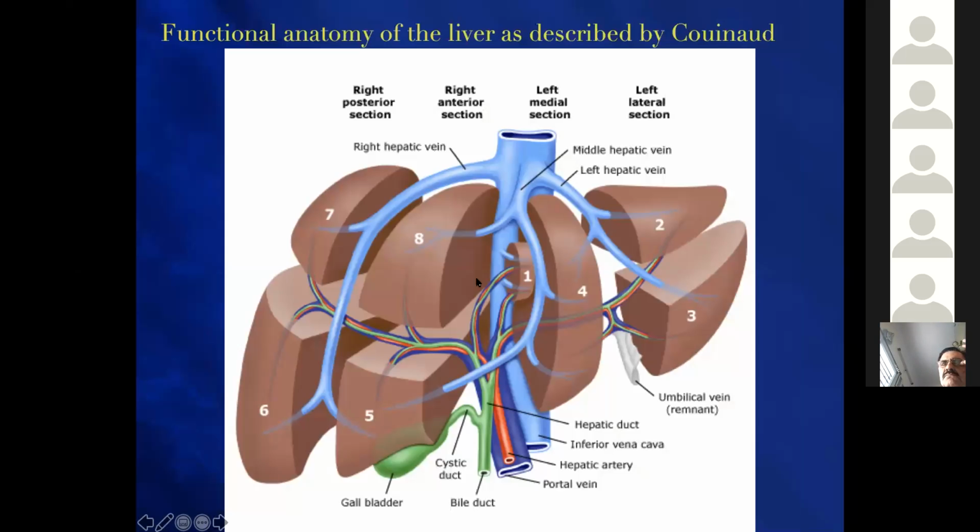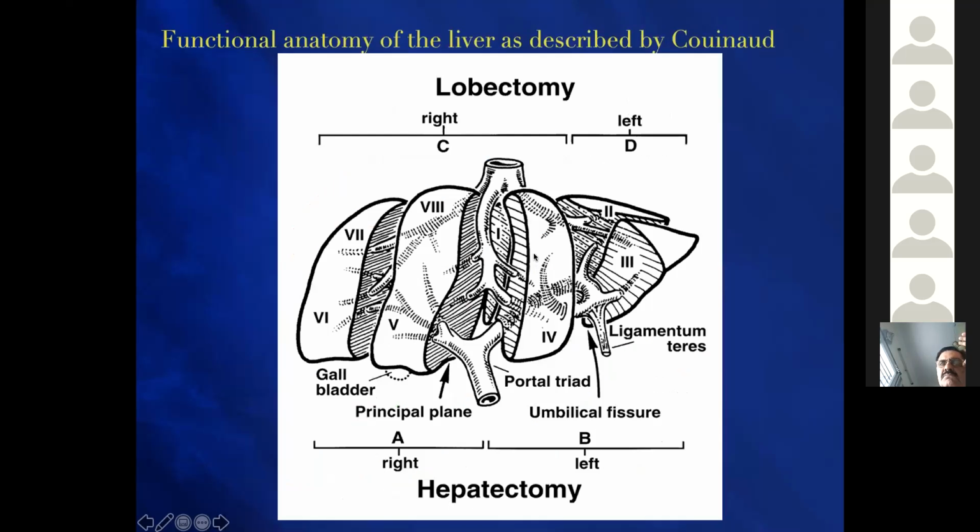Now when you divide it according to Cantlie's line, Couinaud's segments: 1 is the caudate lobe, 2 and 3 are the left lateral segments, 4 is the quadrate lobe and the adjoining liver, 5 and 6 are horizontally below, 7 and 8 above. Lobectomy, you know: classical right lobectomy means the right liver is removed, that is segments 5, 6, 7, and 8. Classical left lobectomy means 2 and 3 are removed. Caudate lobectomy is separate. Right hepatectomy means you are removing 4, 5, 6, 7, 8. Left hepatectomy means you are removing 2, 3, 4.